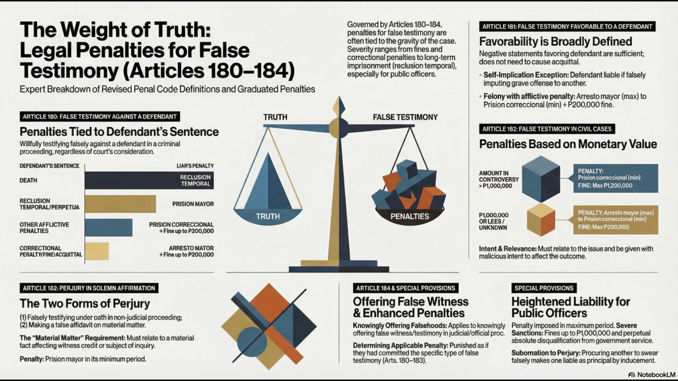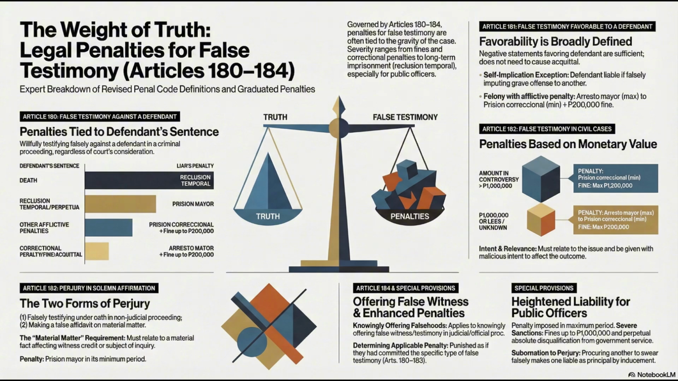The penalty for lying against a defendant directly matches the severity of their potential sentence. Like, if they face the death penalty, the liar faces the absolute maximum penalties. But here's a totally bizarre twist. Lying in favor of a defendant is also a crime. You're criminally liable even if the court didn't buy the lie or the defendant didn't even benefit from it.